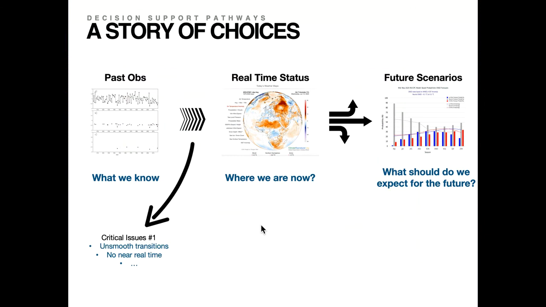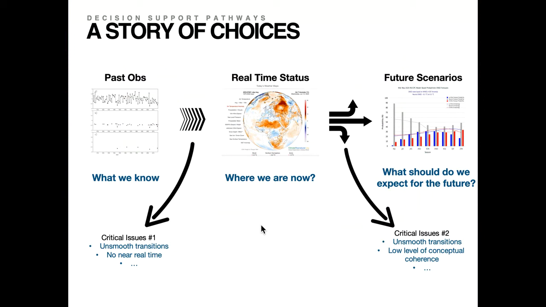For example, in the transition phase from what we know to where we are, it could be possible to have an unsmoothed transition, for example, using different data sets for the past and then for the real-time evaluation. Or we could have a problem dealing with near real-time information.